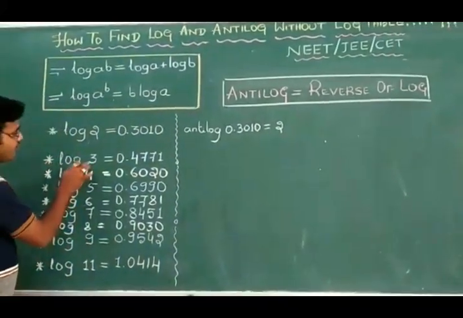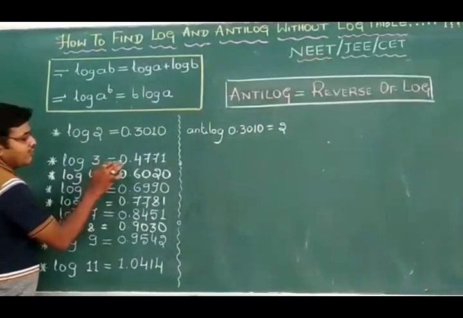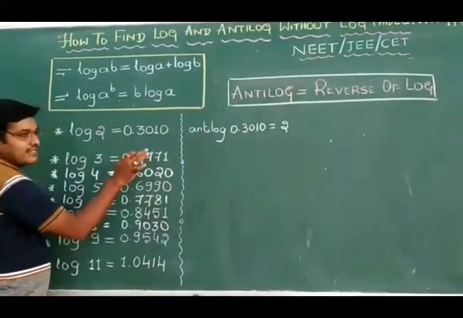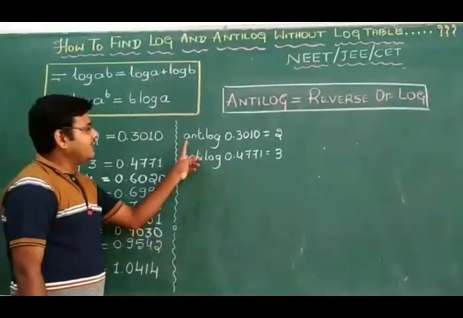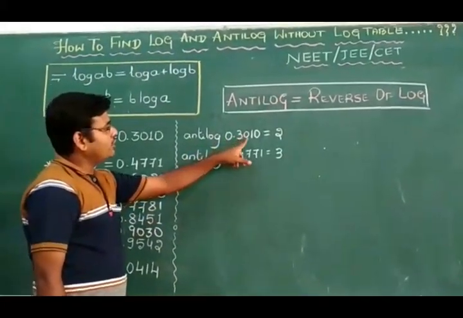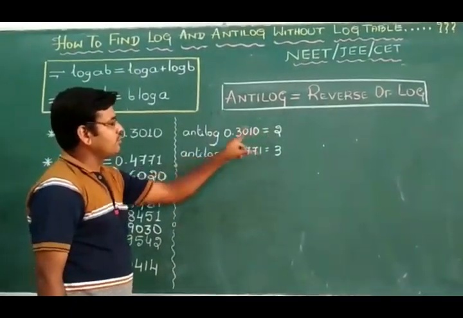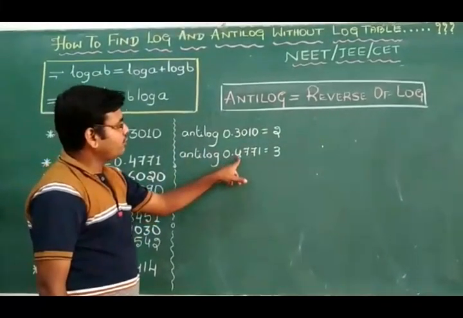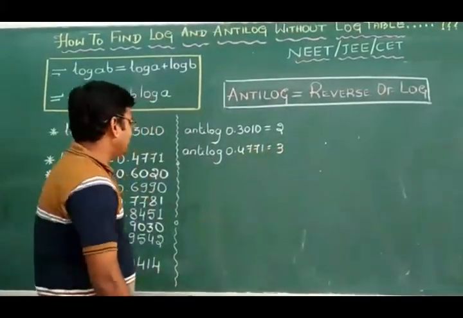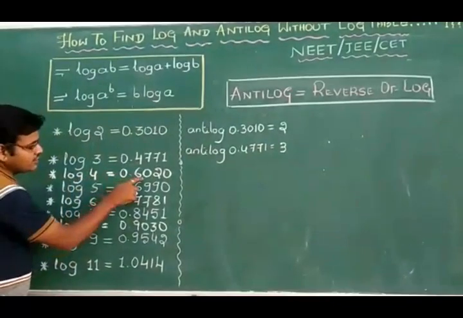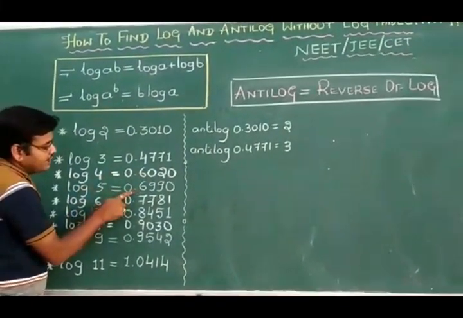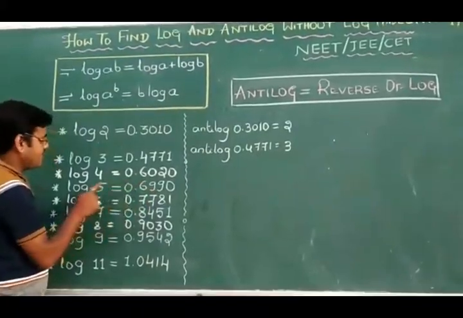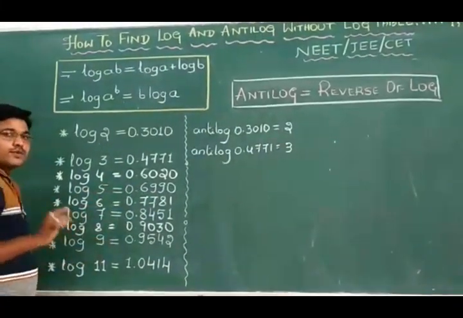Similarly, the anti-log of 0.4771 is equal to 3. Anti-log of 0.6020 is equal to 4. Anti-log of 0.6990 is equal to 5, and so on.